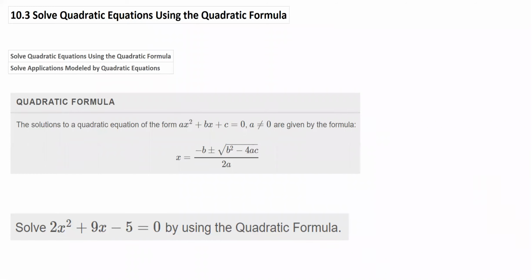Hello and welcome to 10.3, Solving Quadratic Equations Using the Quadratic Formula. Here we have two objectives. One is to use the quadratic formula to solve, and then to solve applications modeled by quadratic equations.